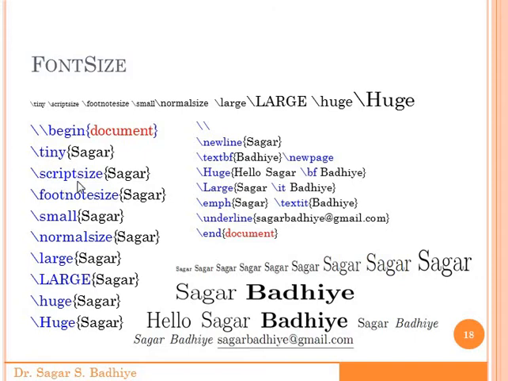Then there is \scriptsize, then \footnotesize, \small, then \normalsize, \large, and \Large will create even larger text, \huge, \Huge. Then a double backslash, or \newline, is used for a new line, \textbf will make the text bold, and \newpage will move the document to a new page, and so on. We have different commands that can be executed. The output is as shown here for the different sizes of the document.